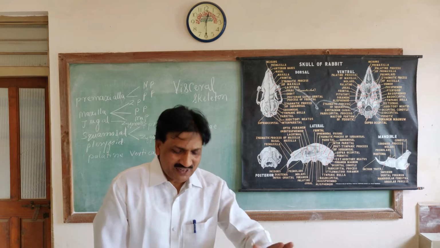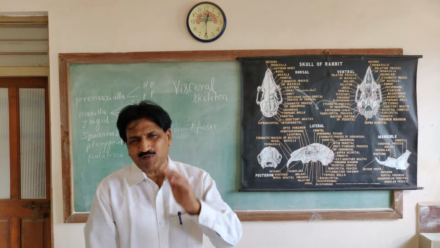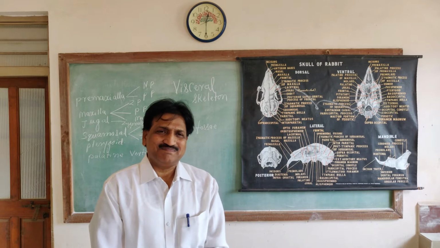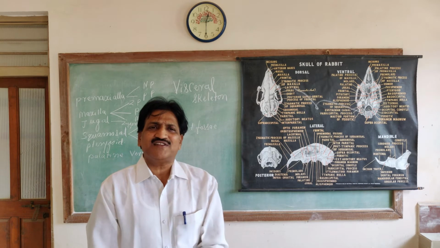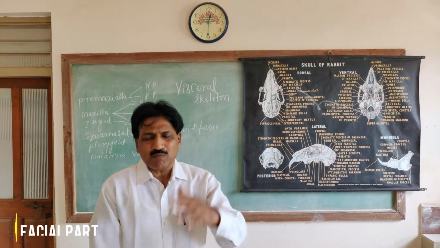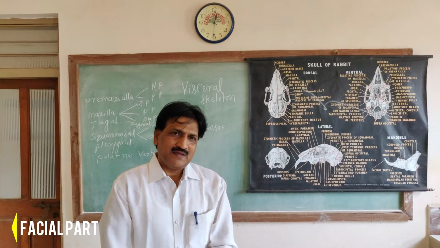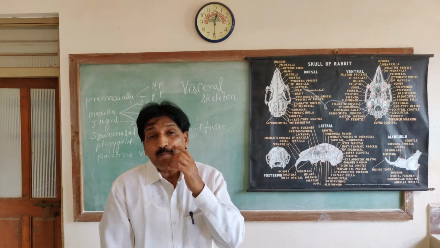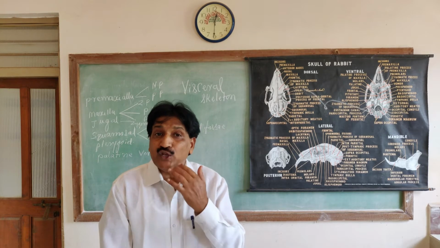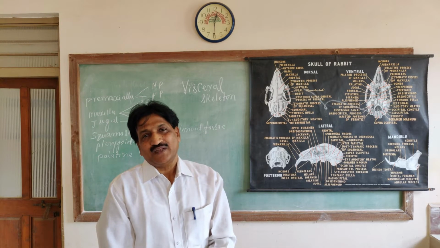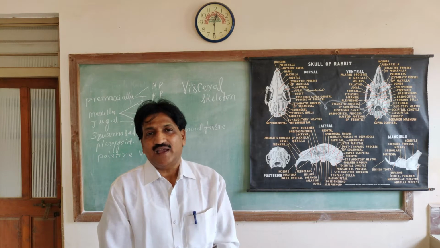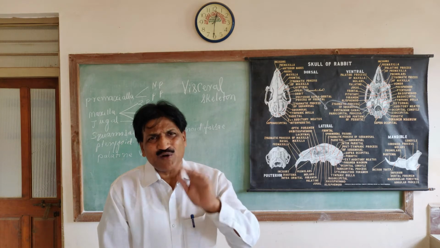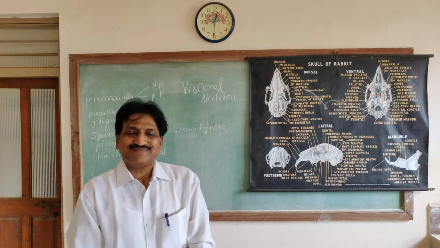Now the next one is the facial part. The cranial part is over, the sense capsule is over. The next one in the skull of rabbit is the facial part. The facial part contains the upper jaw and the lower jaw. They come under the visceral skeleton.